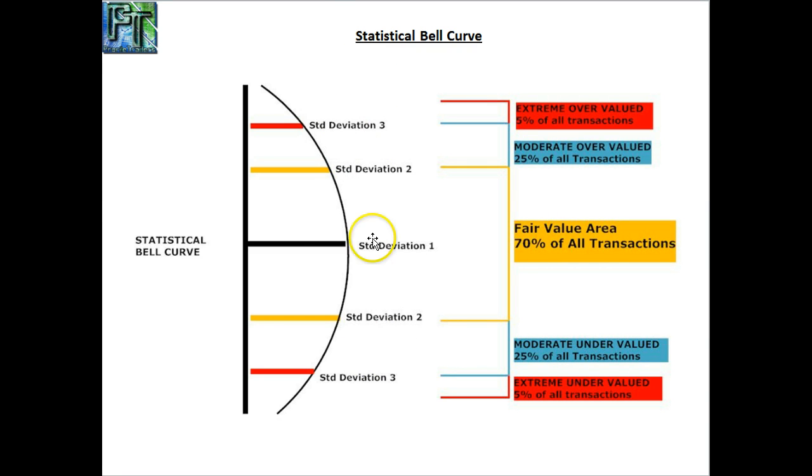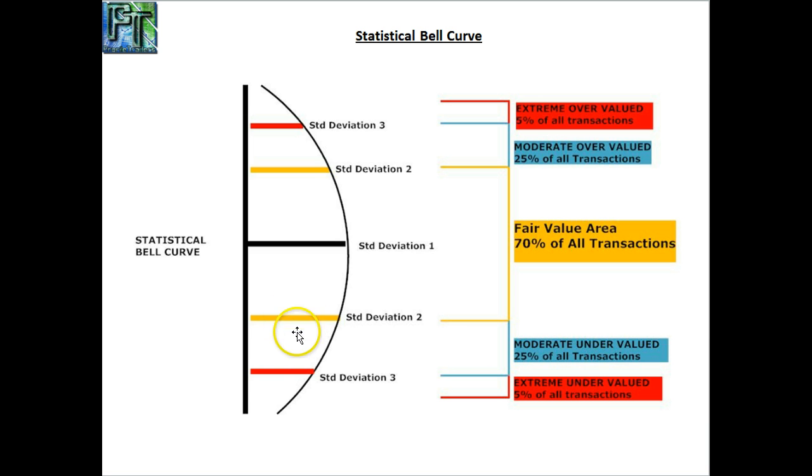This is another display of the statistical bell curve. So middle standard deviation number 1, this is the fair value, most accepted price. The yellow bracket above and the yellow bracket below will contain the value area where 70% of the transactions took place. Above that is overvalued, and then standard deviation number 3, which contains 5% of all the transactions, is extreme overvalued, and the same principle is duplicated to the downside.